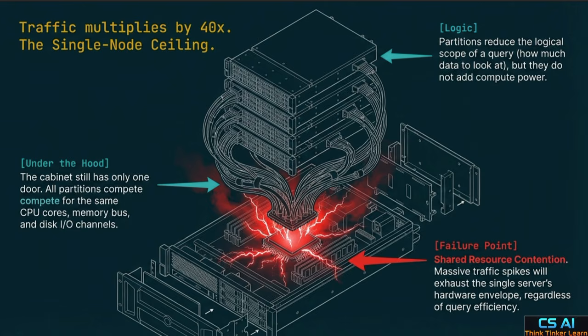The logic is that partitions reduce the logical scope of a query, how much data you want to look at, but they do not add compute power. Under the hood, the cabinet still has only one door. All partitions compete for the same CPU cores, memory bus, and disk I/O channels. This leads to a critical failure point: shared resource contention. Massive traffic spikes will exhaust the single server's hardware envelope, regardless of query efficiency. This indicates that logical partitioning alone isn't enough for true scalability. We need to move beyond a single machine.